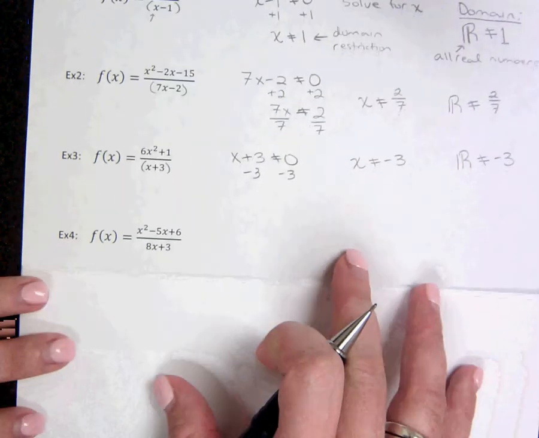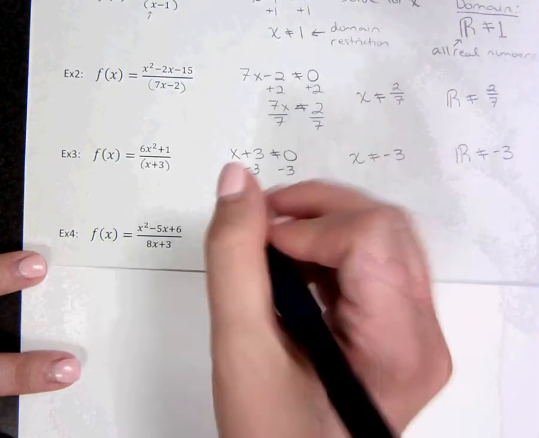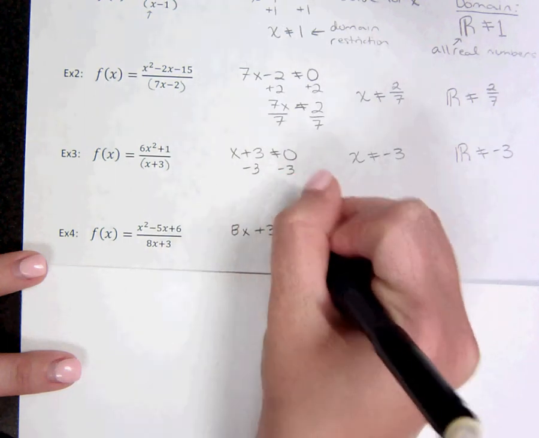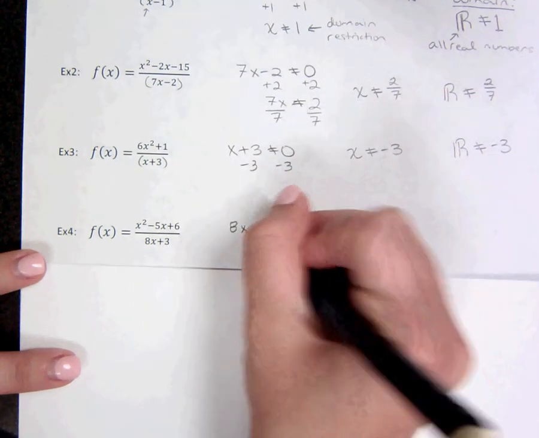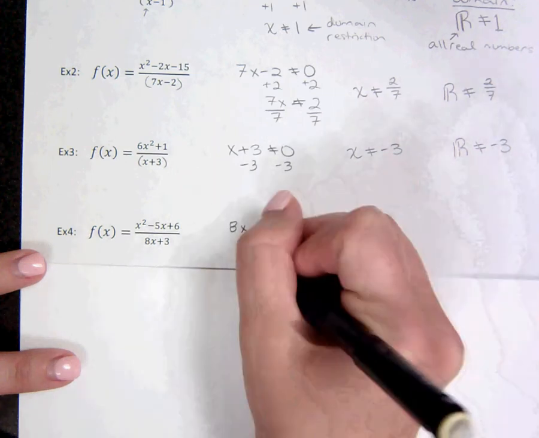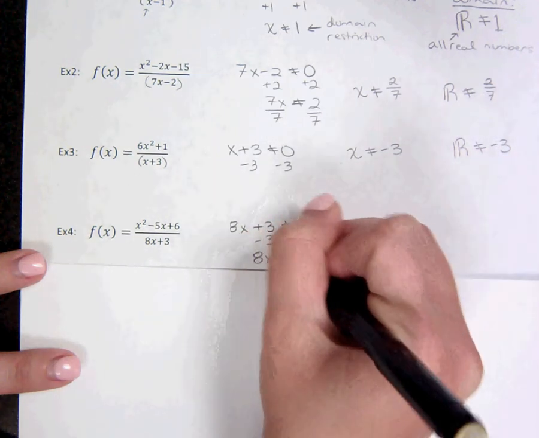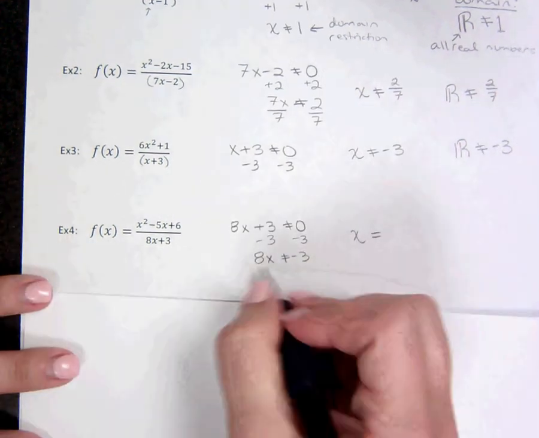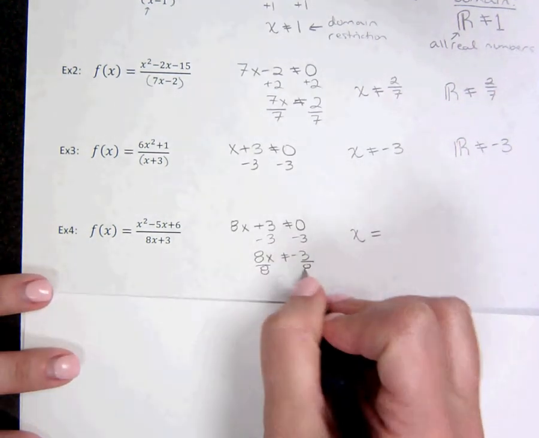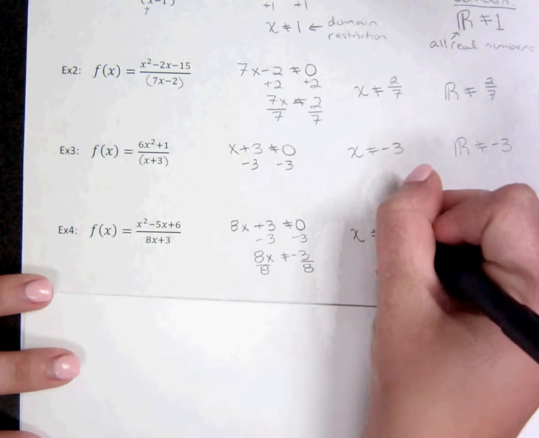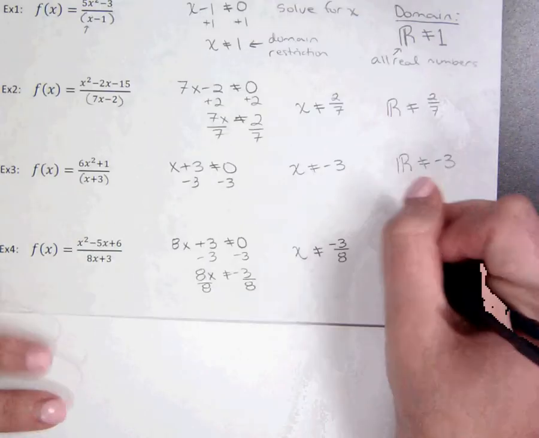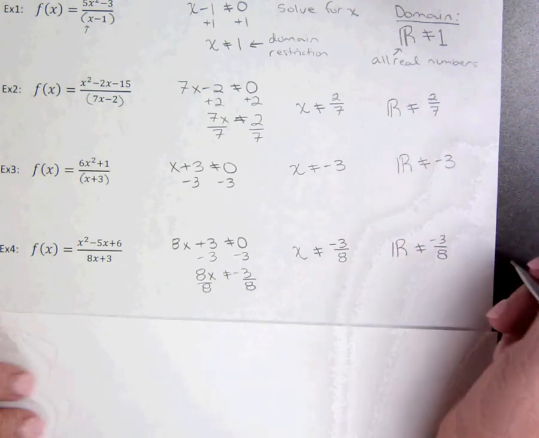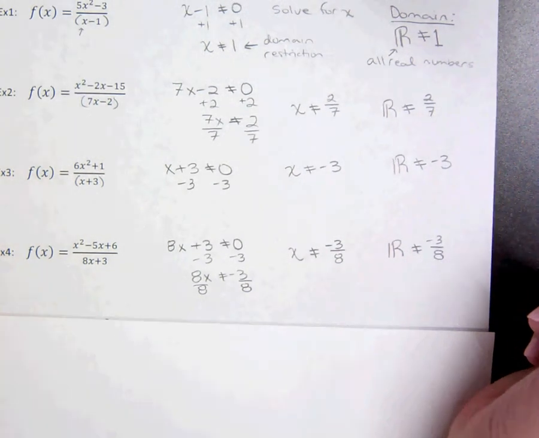One more time with example 4, nice and simple. Whatever's on the denominator, 8x plus 3, cannot equal 0. We'll solve. We can divide by 8. So x cannot equal negative 3 over 8, which means the domain is all real numbers not equal to, I'm sorry, negative 3 over 8.